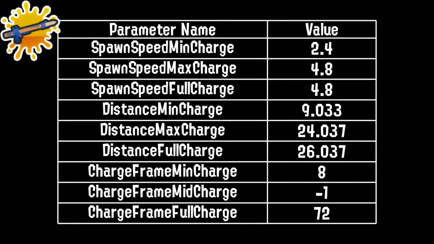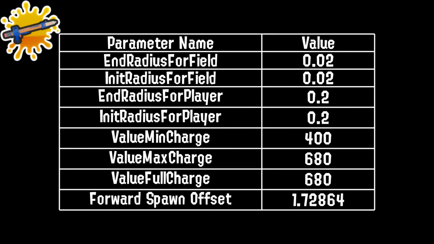It also doesn't have a whole lot going on that I haven't already mentioned. To recap though, it has a larger player hitbox size like the Bamboozler, along with identical range numbers to the Splatterscope, despite having a longer barrel and thus a larger forward spawn offset.